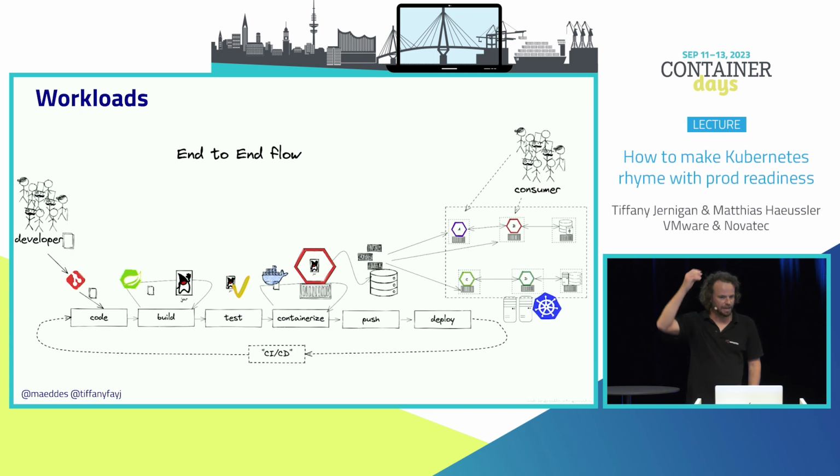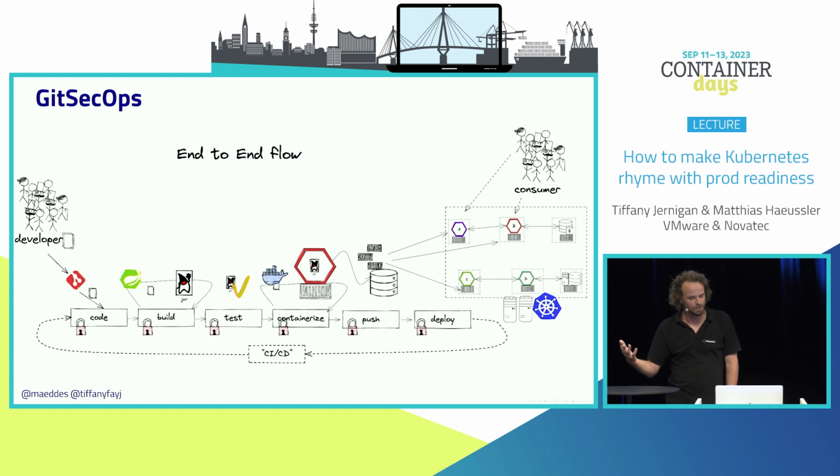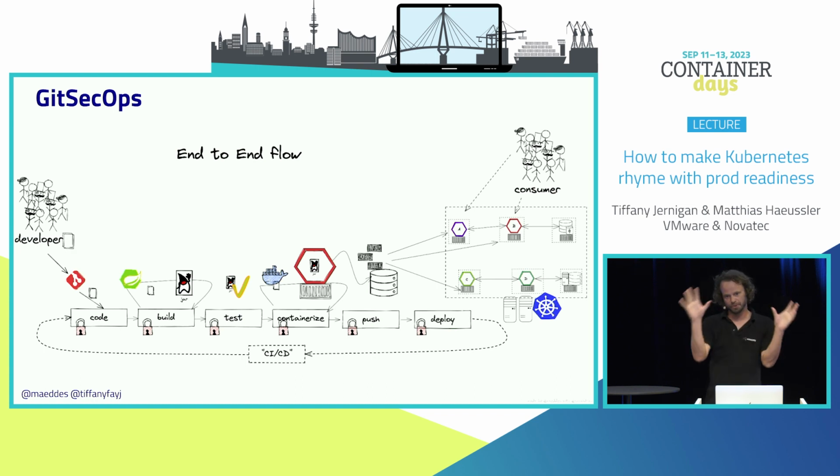This is, for example, a typical workflow as we see it very often in our environments, coming from a Git repo where the code is, going over build, test, containerize until you deploy. And of course, those things also need to be secure. GitSecOps is kind of a term here where you can apply and use tooling to put all this into an overall picture.